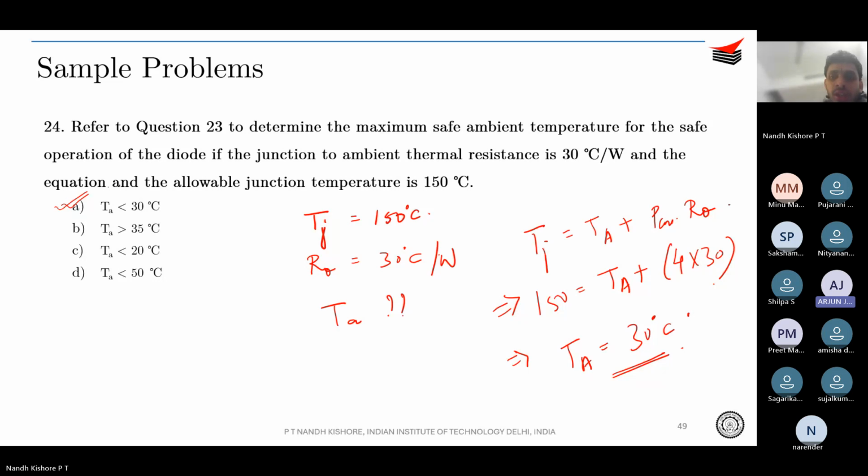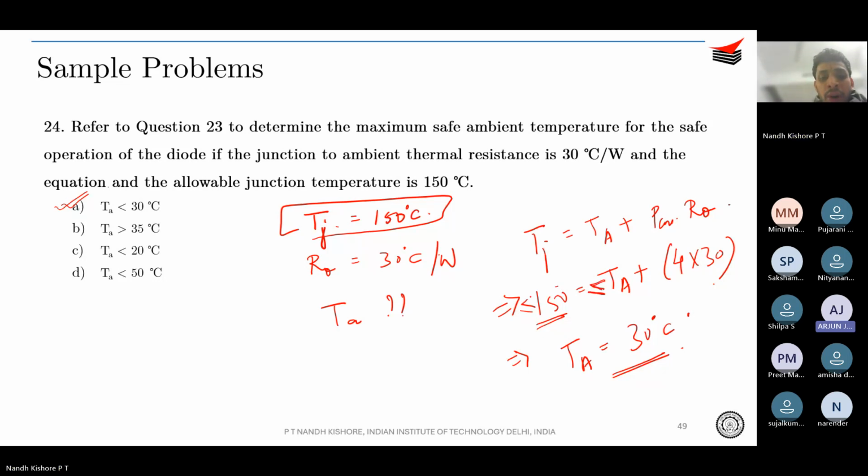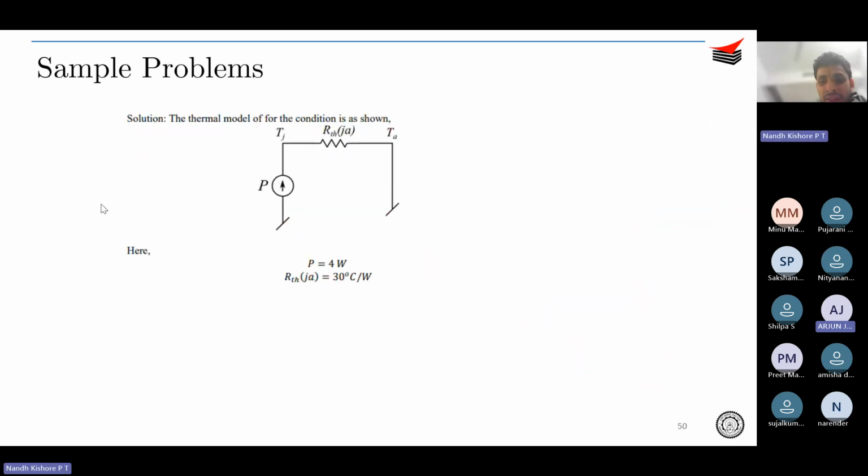It is asked that TJ should be at most 150 degrees. So it's an inequality that we are dealing with here. TJ should be less than or equal to 150 degrees. For TJ to be less than or equal to 150, you can understand from this relation that the ambient should also be less than or equal to 30 degrees. You want TJ to be less than or equal to 150, therefore TA should be less than or equal to 30 degrees. That's why your TA should be less than or equal to 30 degrees. Got this? Yeah, same thing is given over here.